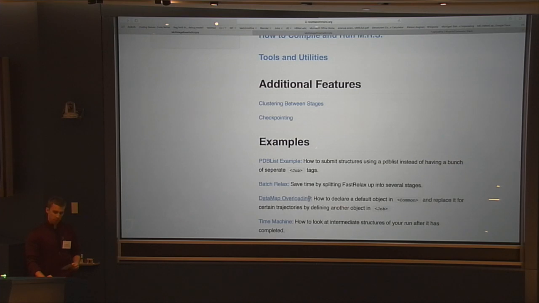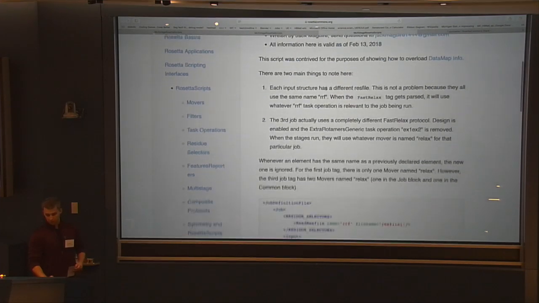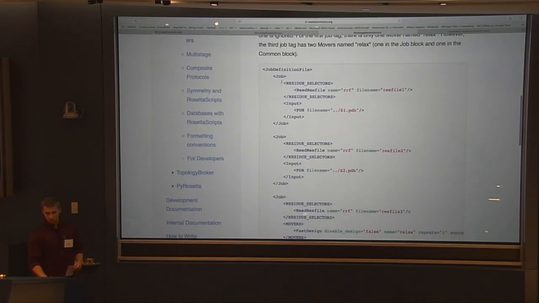There's also data map overloading, which is a term I came up with. So you can also have residue selectors and stuff in the job tag, so that for each structure you pass in, you might need a different res file or something. And as long as you give it the same name, then whatever res file you give for that job will be the one used. I don't mean file name, I mean a residue selector name. I'm having a hard time describing it, so I'll just go to the page. So this job reads res file 1, and the name of the residue selector is RRF.